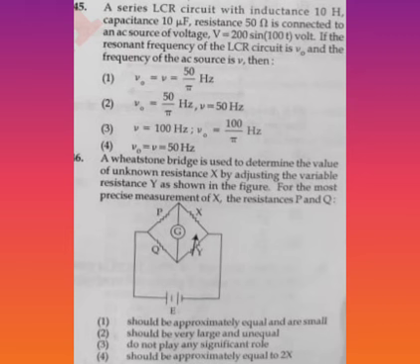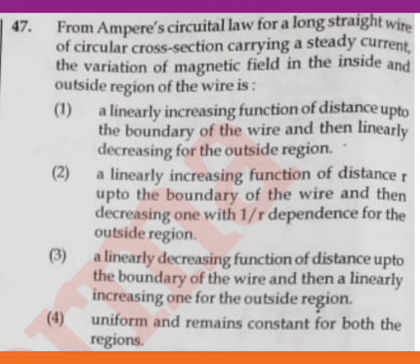Option 3, do not play any distinct significant role. Option 4, should be approximately equal to 2X. The right answer of this question is option number 1, should be approximately equal and small. Next, question number 47.